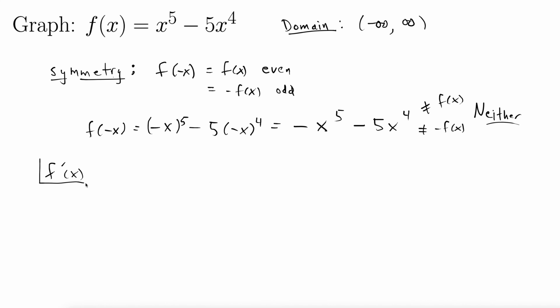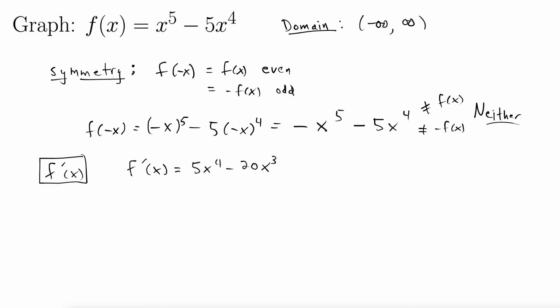Okay, so I'm just going to put a little box around that. Let's see all the information we can get from that. Okay, well, the first derivative is not too hard to find. We just hit it with the power rule: 5x to the fourth minus 20x cubed.